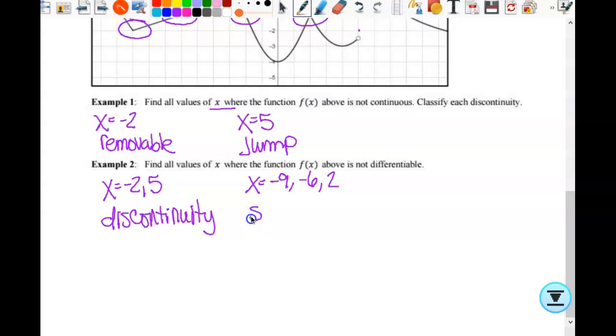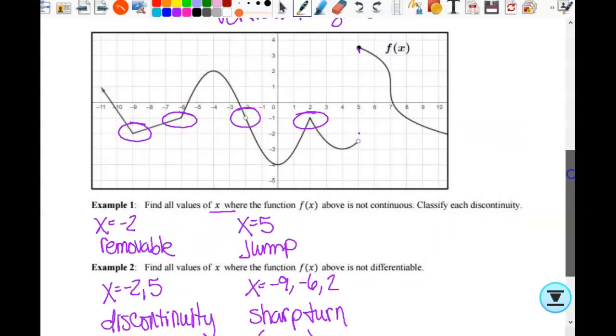Sharp turn is fine. You don't have to use the word cusp, but other things, if you don't explain with the right words, then it's not okay. But this is one of those that's okay. Probably just because we don't want you to be confused just because of a vocabulary word.